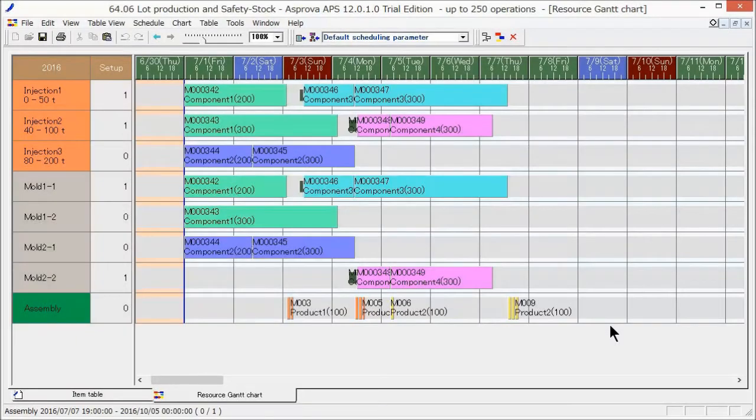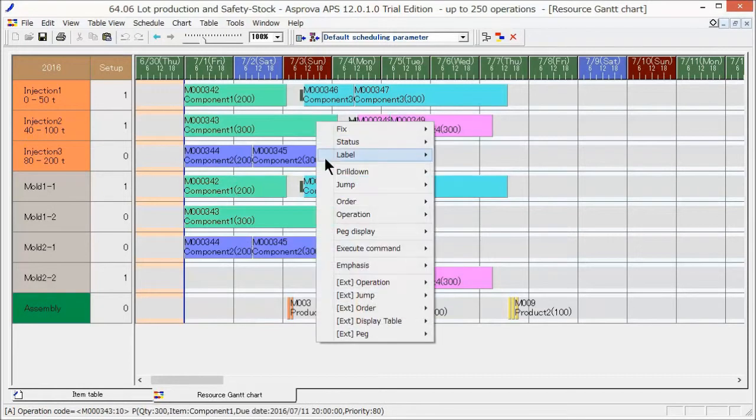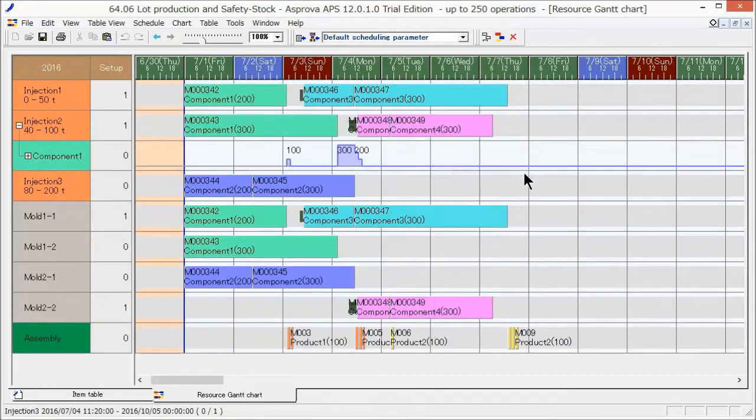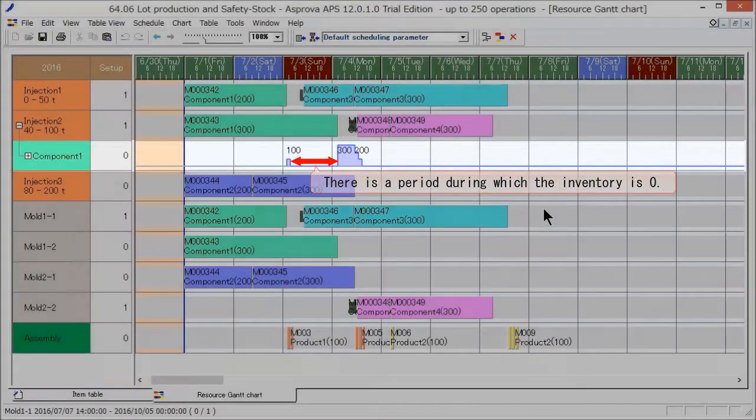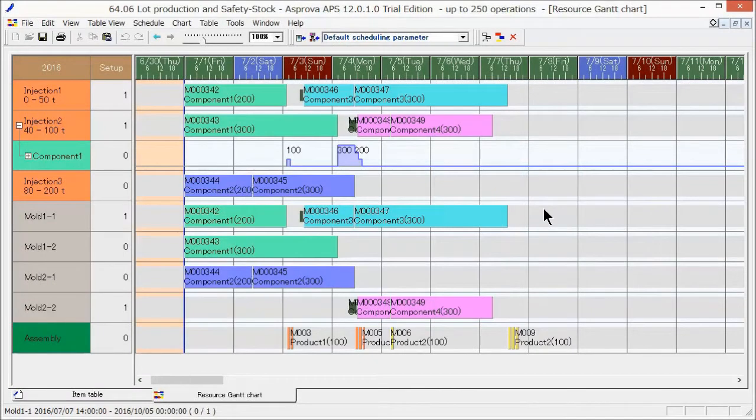Let's check the transition in the amount of stock of component 1. Right-click the operation and select Detail Level Inventory Graph. There is a period during which the inventory is 0. In this situation, there is the possibility that we might not be able to handle sudden demand or defects. To prevent such a situation, let's set the safety stock.